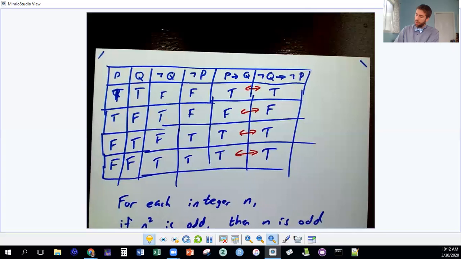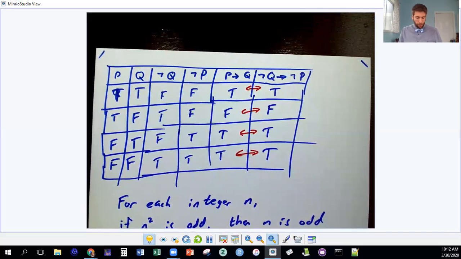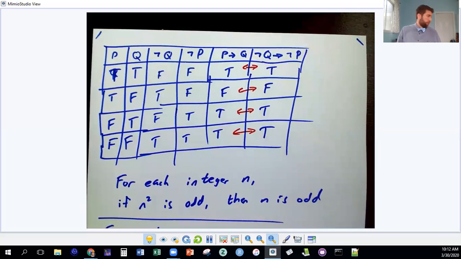So for each integer n, if n is not odd, so if n is even, then n squared is even. Okay? So let's do a know-show table for this. I don't know if I have enough room. I think I'll need to switch to a new piece of paper.